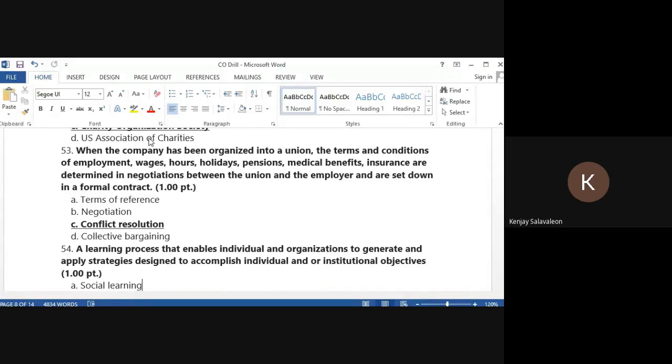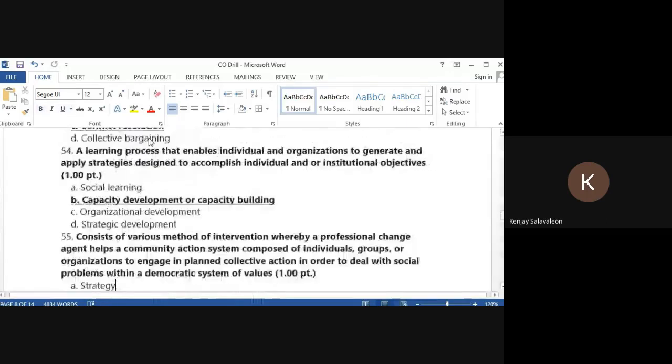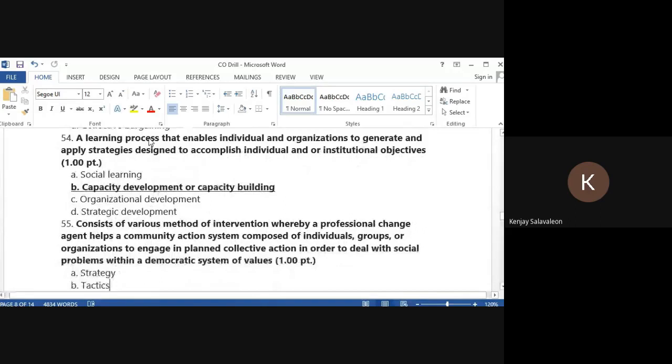Okay. 54. A learning process that enables individuals and organizations to generate and apply strategies designed to accomplish individual and or institutional objectives. So it is a learning process. Social learning is a theory by Bandura, so it is not included. We are talking about the phases of community organizing. So which option would enable us to learn and generate and apply strategies designed to accomplish individual and institutional objectives? Basically, you capacitate the core group or leaders. So that is capacity development and capacity building.